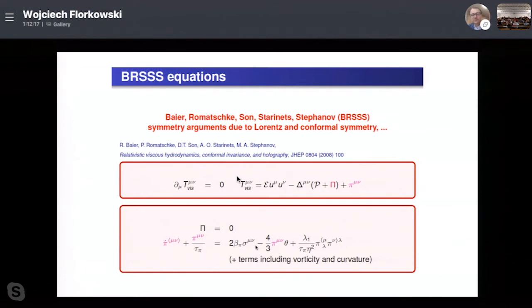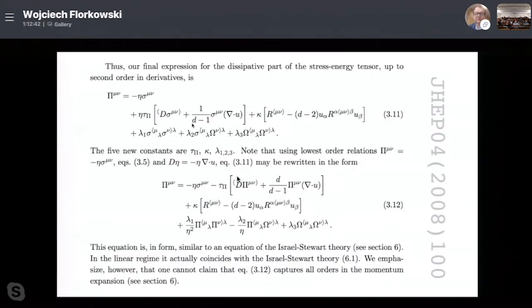So to summarize, we have the Israel-Stewart approach, which is based on entropy arguments. Then there is a very clean approach of Baier and collaborators, which is based on very simple symmetry arguments, mainly conformal symmetry. What is crucial here is the gradient expansion, which is done for the shear stress tensor. And then there is a kind of heuristic step to use first order hydro to make from the gradient expansion a real dynamic equation for pi. So this is the way to introduce a dynamic equation for the shear stress tensor.